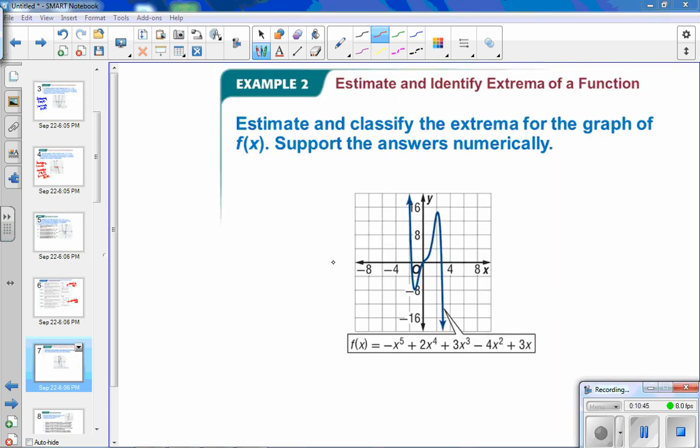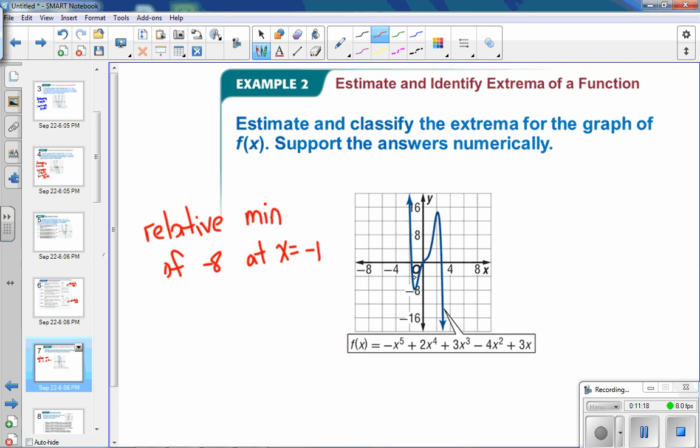So if you look at this function and you want to find the type of extrema, it appears that we have a relative min, or minimum, I just abbreviate it, of, looks like we have a value of -8 at x equals, be careful that you look at the scale, because if this is -2, it looks like they're counting by 2s, then this would be approximately -1. So when x is approximately -1, it appears that we have a minimum value, a relative min, of -8.